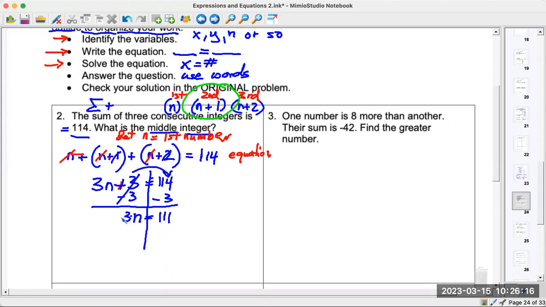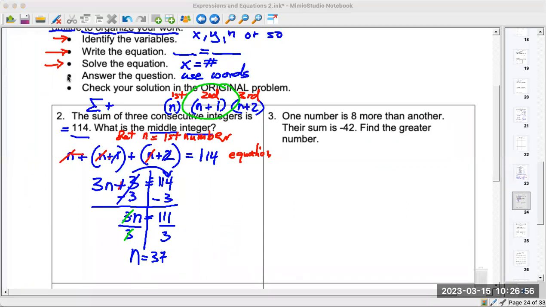Last step, this is a multiplication. Undo the multiplication by dividing by that number. Both sides, always both sides, left side, right side. Bring down your n. Bring down your equal sign. 111 divided by 3, I believe is 37. Okay, use your calculator. There it is. Just to show you how I did that, a fraction is a division.